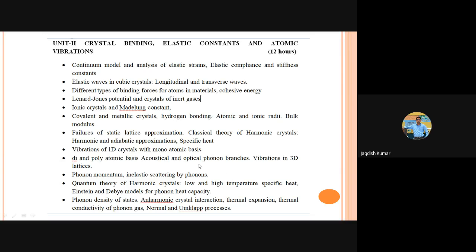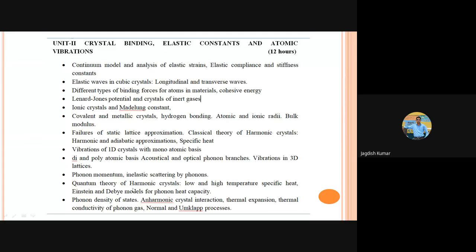We'll talk about all these interesting terms like phonon branches, acoustical and optical phonon branches. And then next will be phonon momentum. I mean, how does a phonon behave in a crystal? How does a phonon propagate from one point to another point? So what is a phonon indeed? All that will be discussed towards the end of this unit.